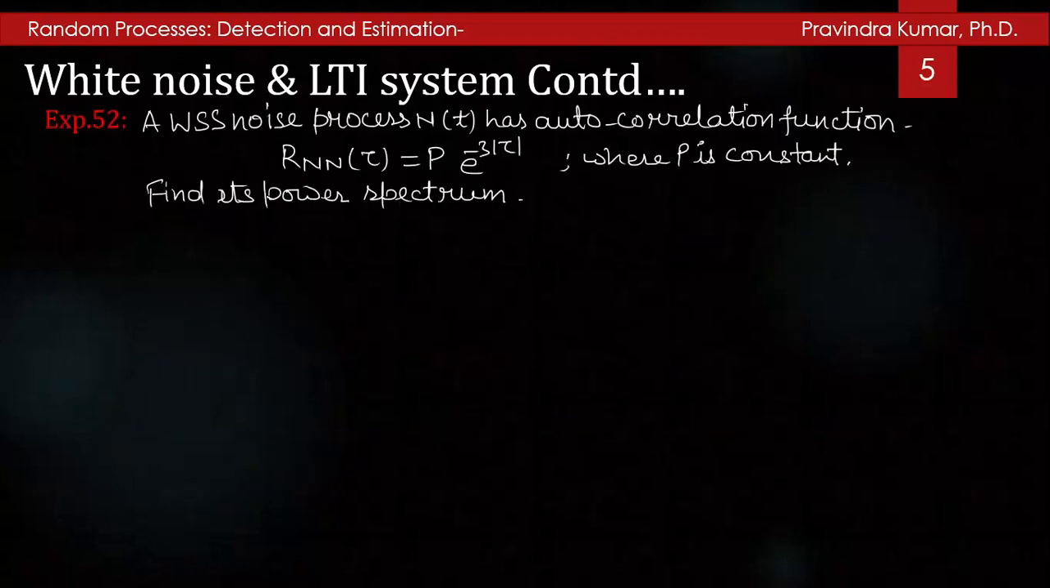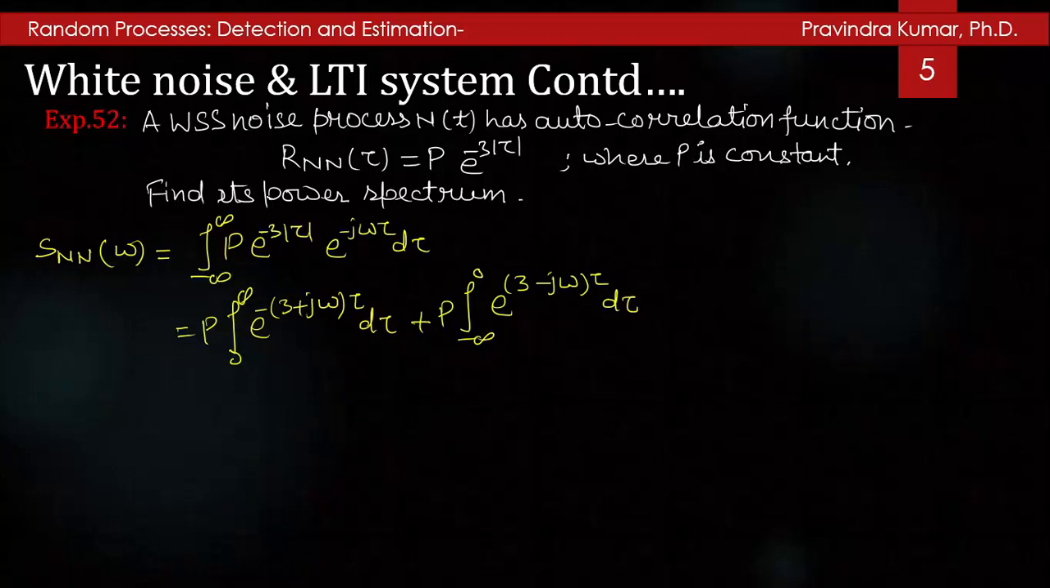Let us take one example. A wide sense stationary noise process has autocorrelation function R n of tau equal to P e to the power minus 3 mod tau, where P is a constant. Find the power spectrum. The power spectrum will be the Fourier transform of the autocorrelation function. So integration from minus infinity to infinity of P e to the power minus 3 mod tau e to the power minus j omega tau d tau. We can calculate this by parts: P times integration from 0 to infinity of e to the power minus (3 plus j omega) tau d tau, plus P times integration from minus infinity to 0 of e to the power (3 minus j omega) tau d tau, and we can calculate it as P upon 3 plus j omega plus P upon 3 minus j omega, which is 6P upon 9 plus omega square.